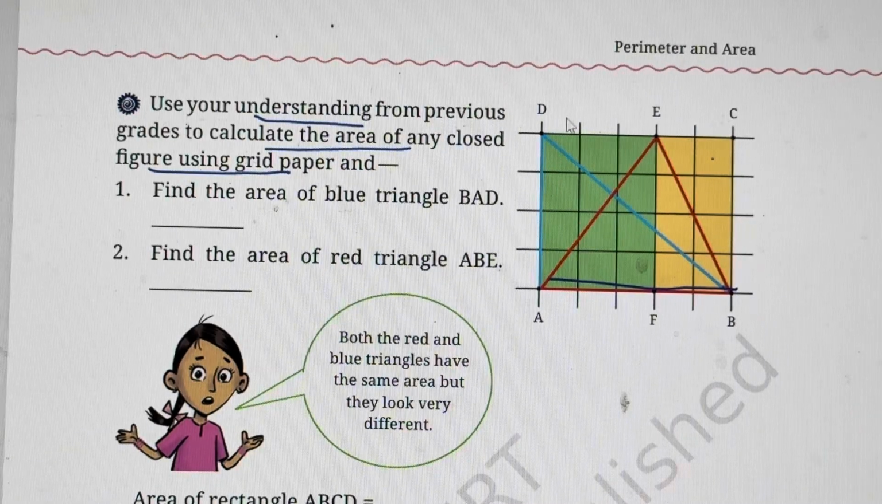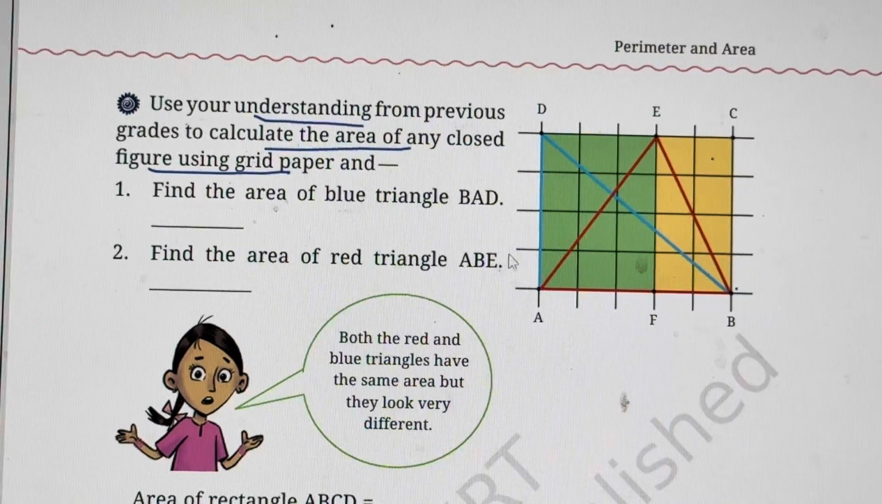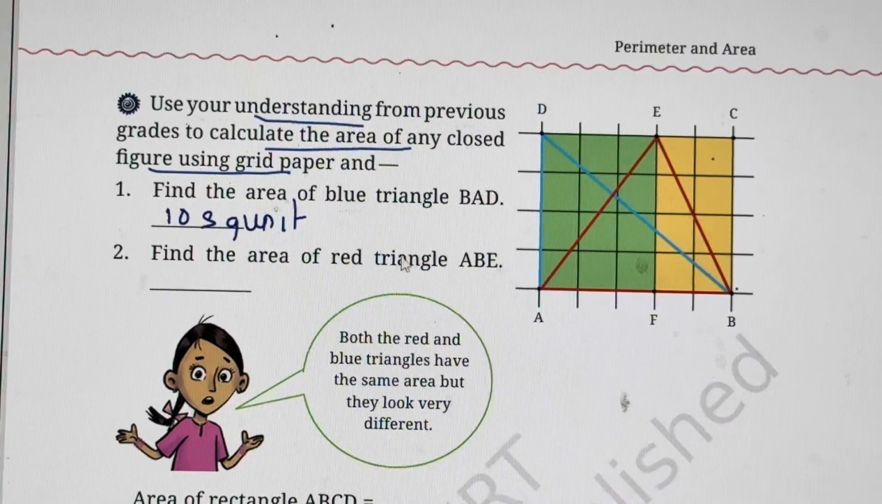Now we know the area of this rectangle ABCD. We already found it out. 5 4s are 20. Okay. So 20 is the area of this rectangle. So this blue portion is half of it. So the area of the blue triangle will be 10 square units, right? We can also count the squares here, full squares and half squares, and that way also we can get the area.